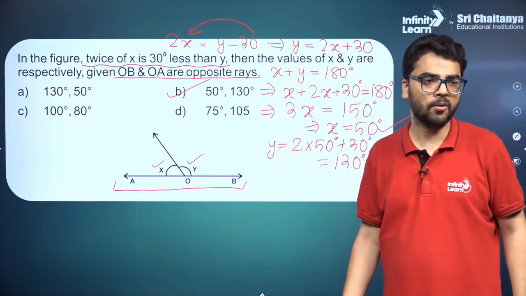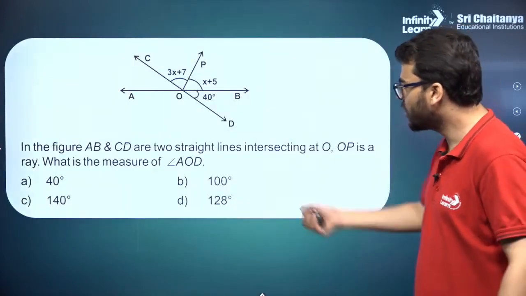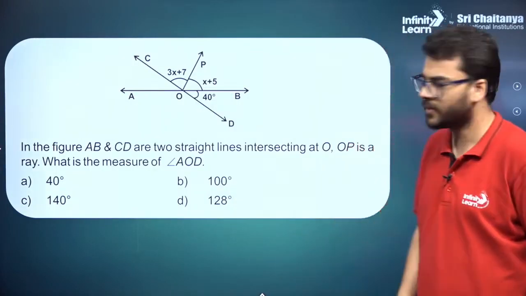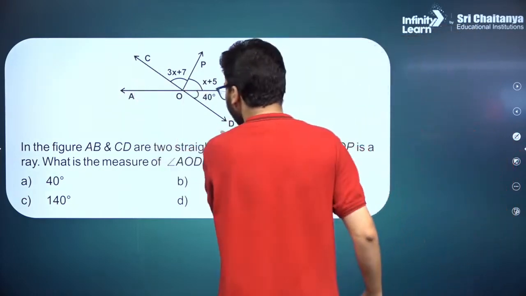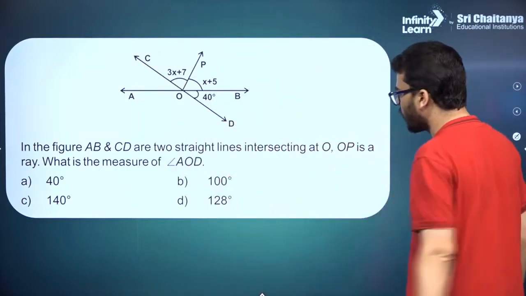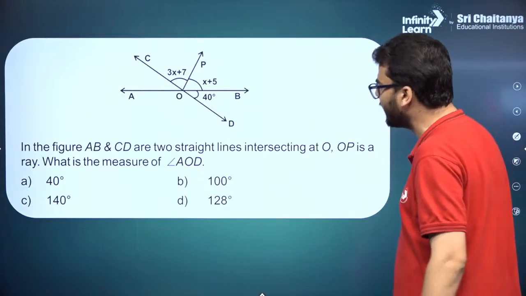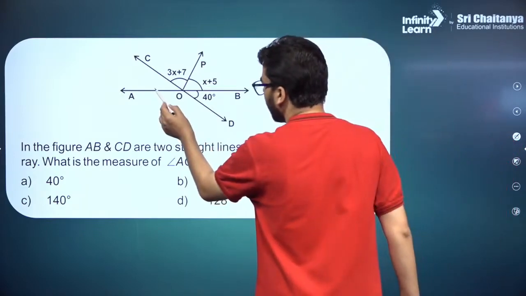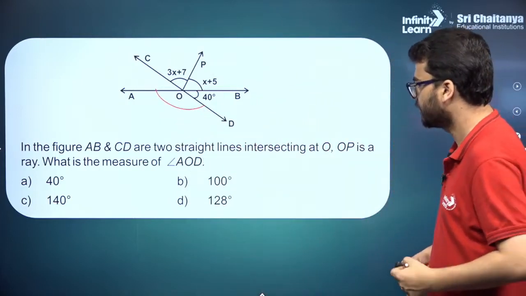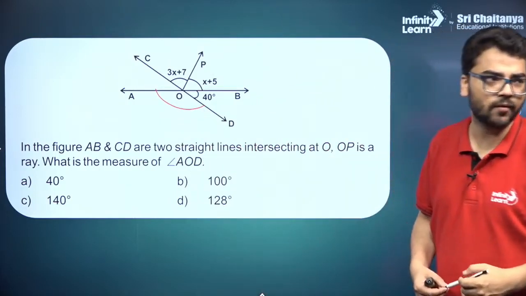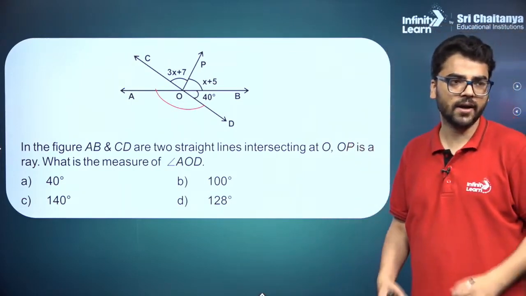Okay. I hope that is clear to every student. Let's move on to the next question. Can you try doing this one and let me know the answer over here? So in this figure, AB and CD are two straight lines intersecting at point O. OP is the ray. What is the measure of AOD? We have to find the value of AOD over here, correct? Try doing this one. You can just see and tell the answer over here. It's a very simple question. What is the answer over here, guys?